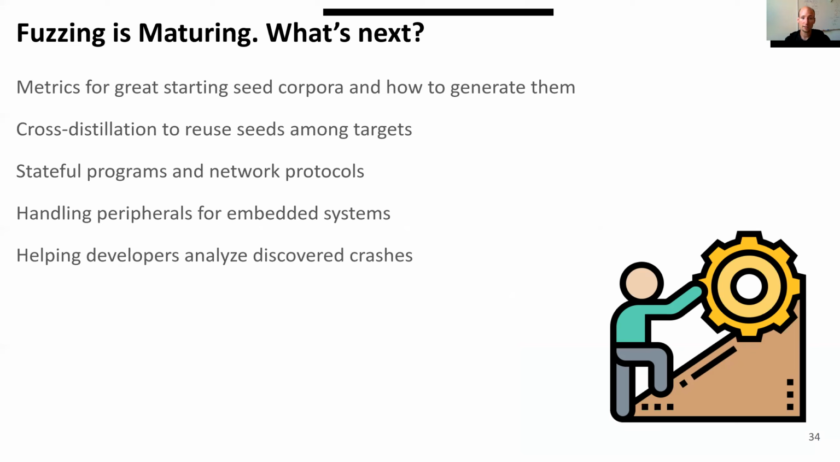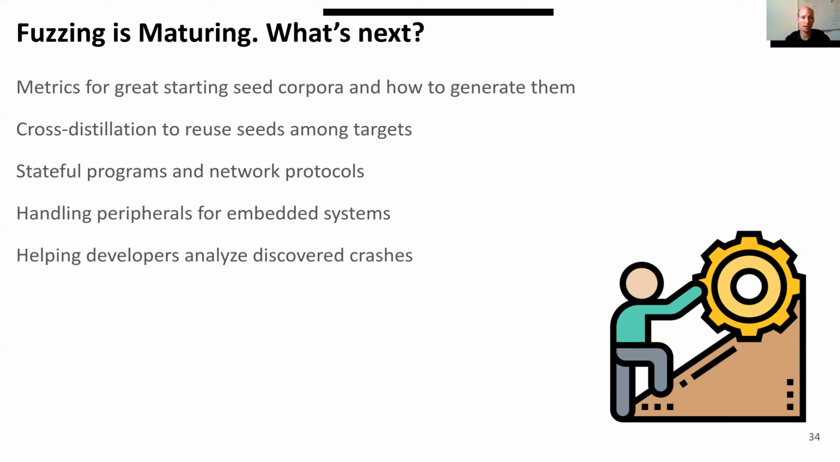Metrics for great starting seed corpora are definitely something that we need. How do you define a good starting corpus? How do you generate a good starting corpus when you start a fresh fuzzing campaign? How do you move corpus seeds from one fuzzing campaign to another? How do you do cross distillation as you go from a Windows target to a Linux target? How do you keep reusing different seeds and states?